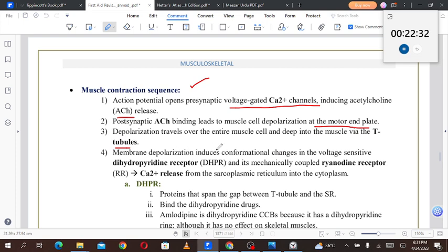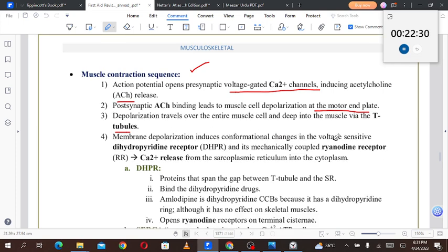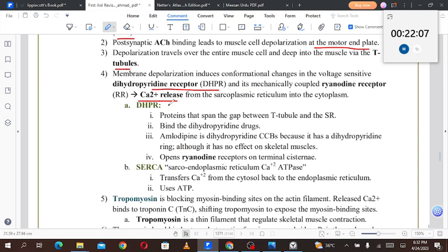Coming back, the membrane depolarization induces a conformational change in the voltage sensitive dihydropyridine receptor, DHPR, and its mechanically coupled ryanodine receptor, RyR, leading to calcium release. Membrane depolarization induces the conformational change in the voltage sensitive dihydropyridine receptor and its mechanically coupled ryanodine receptor, and that will lead to the calcium release from the sarcoplasmic reticulum into the cytoplasm. So let's talk about these two receptors first, and then we'll go to the diagram.